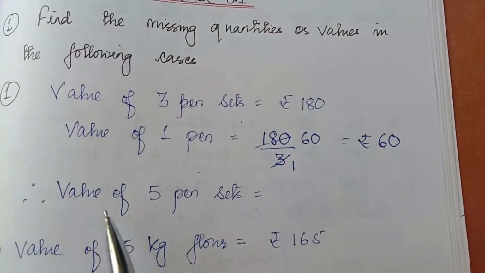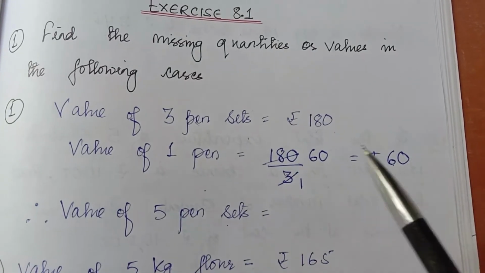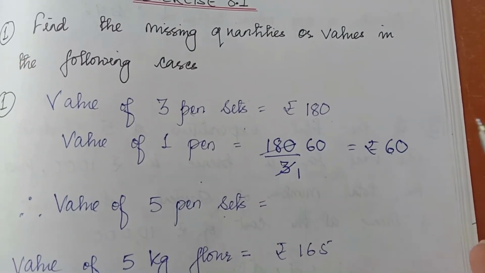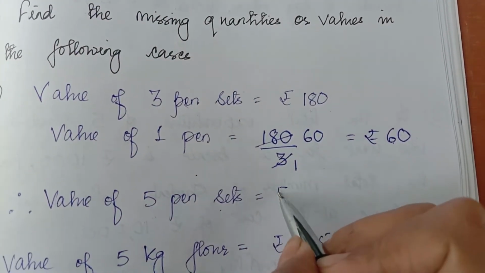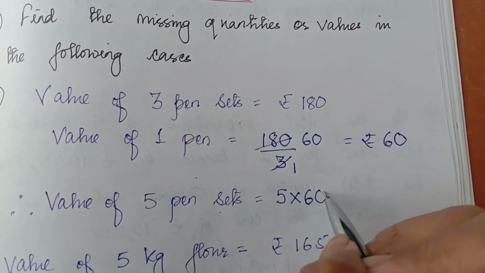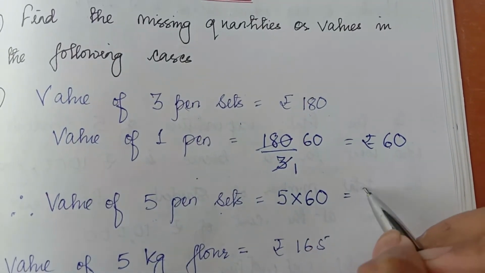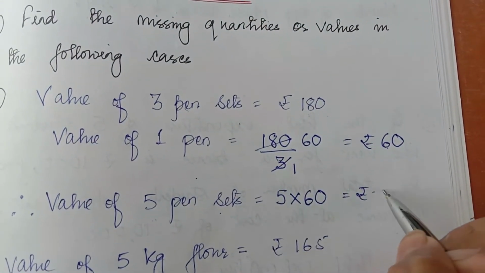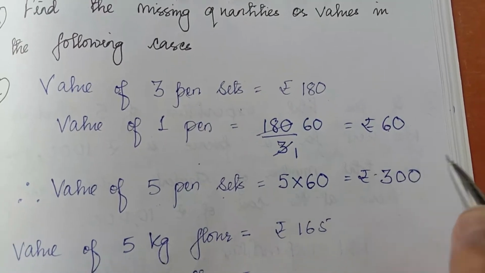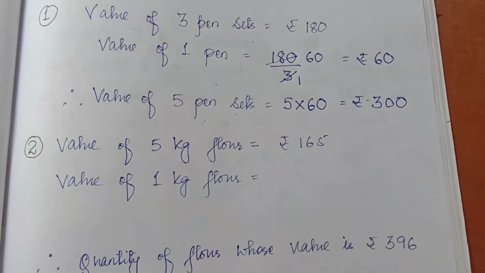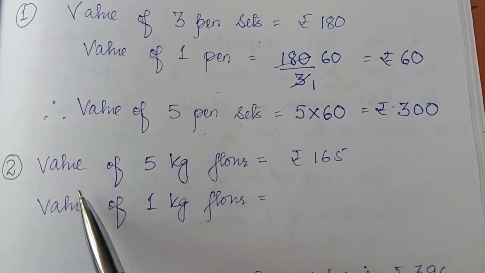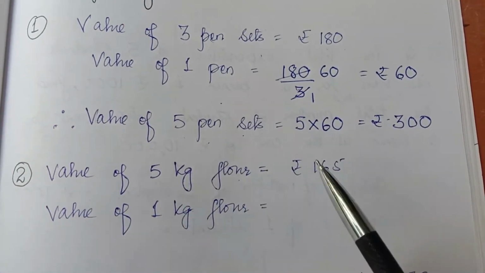Now you have to find the value of a 5 pin set. If the cost of 1 pin is 60 rupees, then what is the value of 5 pins? To find the value of 5 pins, you have to multiply the cost of 1 pin by 5. So 5 sixes are 30, so 300. The value of 5 pins is rupees 300. This is the first answer. Now number 2 is, the value of 5 kg flour is given as 165.